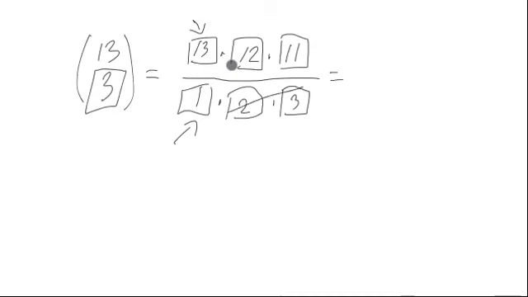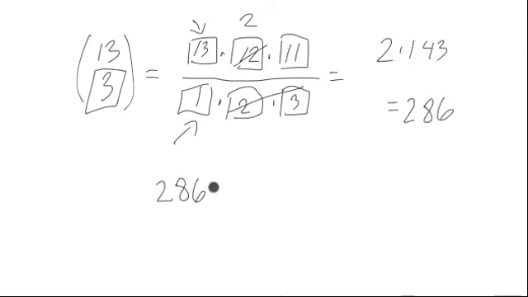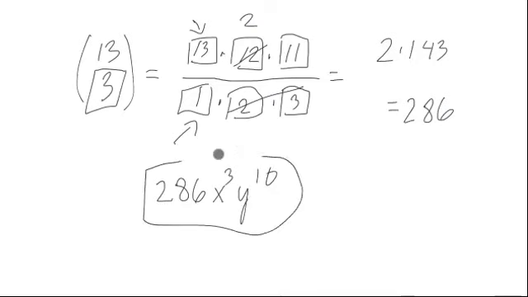6 and 12 reduces to 2. 11 times 13 is 143, and multiply that by 2. So that would end up being 286. So the coefficient that we were after is 286. 286x cubed y to the 10th. So that's the coefficient right there.